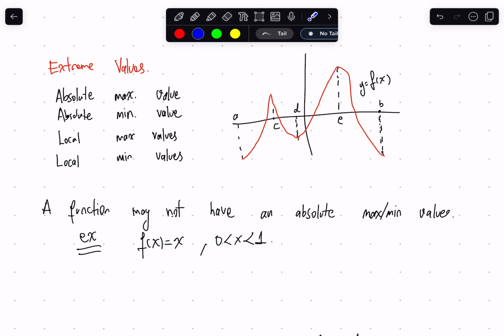Okay, so the next topic is extreme values of a function. Extreme values can be in different forms. One is absolute extreme value, and the other one is local extreme value. Extreme value simply means maximum and minimum values.